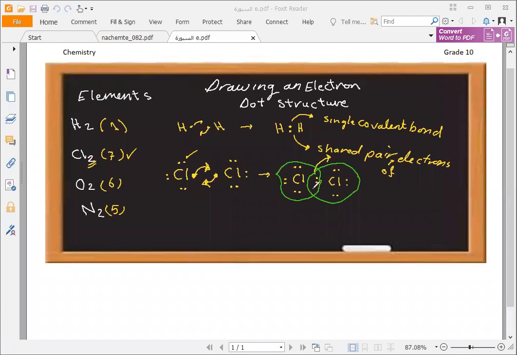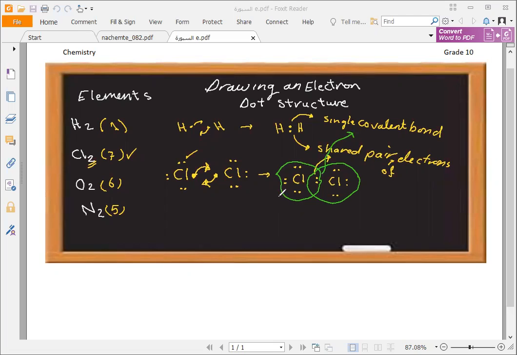Now, if I ask you how many shared pairs of electrons are between the two atoms? One shared pair. So the type of this covalent bond is a single covalent bond.